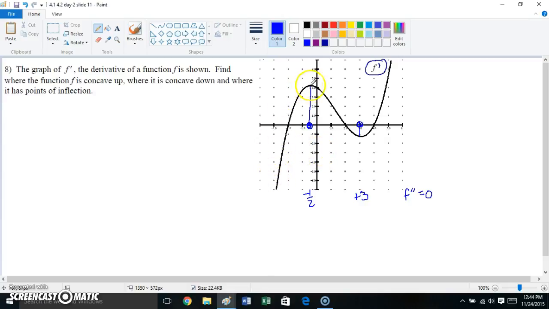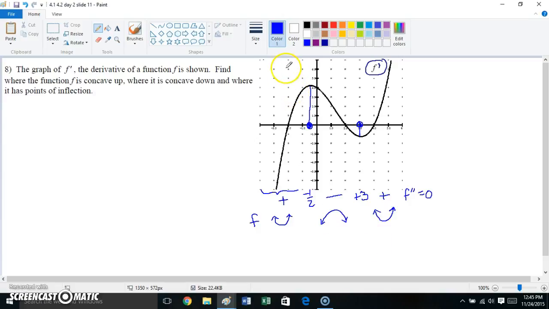So the slope of the first derivative on the interval from -∞ to -0.5 is a positive slope, all right, which means that my function is concave up. The slope of the first derivative is negative between -0.5 and +3. Okay, that means my function is concave down. The slope of the first derivative is positive from 3 to infinity, and so my function is concave up.